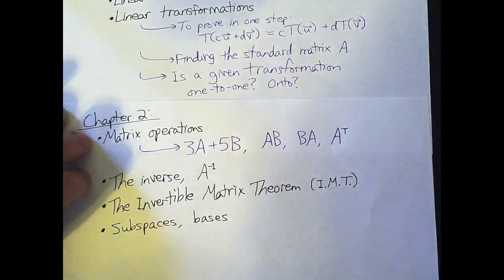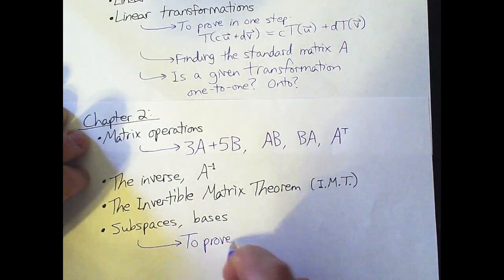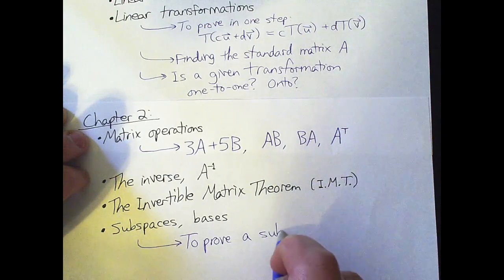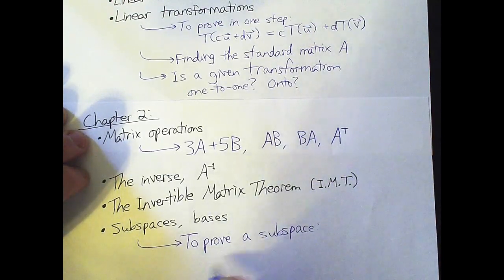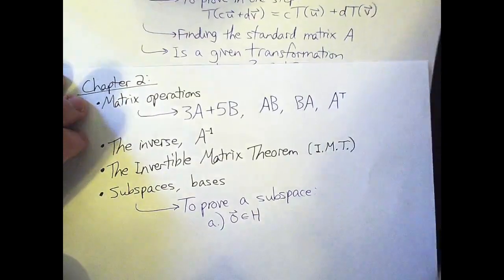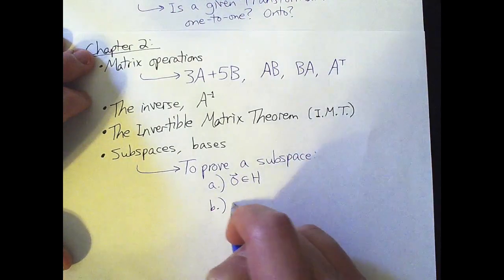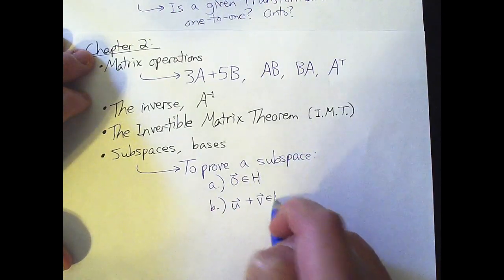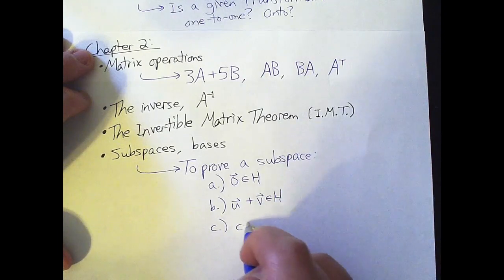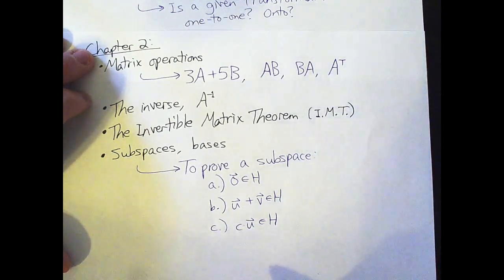Oh, you could also be asked to prove that something is a subspace. To prove that something is a subspace, that has 3 steps, right? 3 conditions. You need to know that the 0 vector is in H. I'm calling it H. You need to show that u plus v is in H. You need to show that c times u is also in H. And you should know what I mean. I'm not writing out all of this. c is a scalar, u is an element of H, and so on.